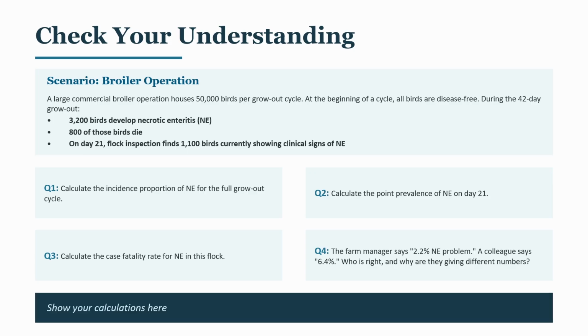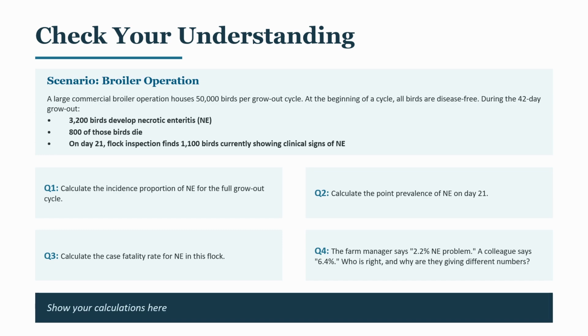Question 4, both the manager and the colleague are right. They're just measuring different things. The manager is reporting point prevalence. 1,100 birds are sick right now, which is 2.2% of the flock. That's an accurate snapshot of current disease burden on day 21.